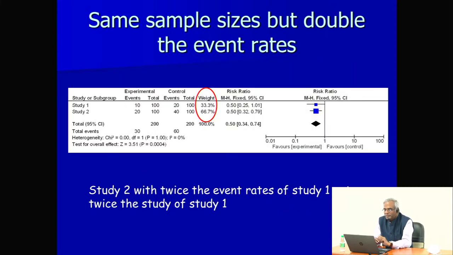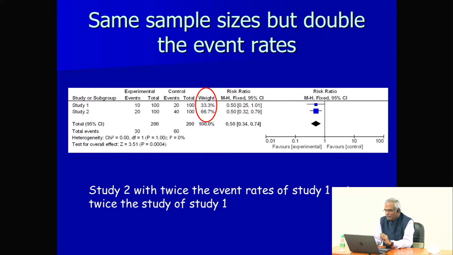So in this example, you can see study 1 and study 2 both have the same sample size, 100 in experimental, 100 control, 100 experimental, 100 control, right? But the number of events in study 2 is double the number of events in study 1. 10%, 20%, 20%, 40%. Right? So in both arms, the number of events in study 2 is double that of study 1. You can see the weight also, 33% and 66%. So now it is clear that the weight depends on sample size, and the weight also depends on event rate.